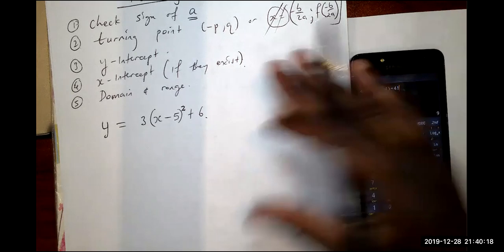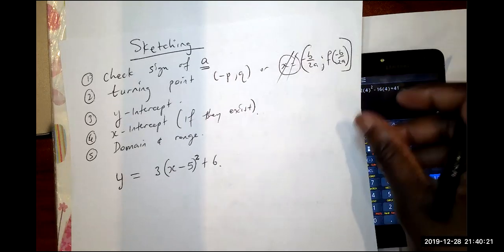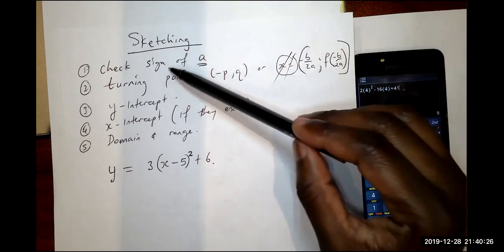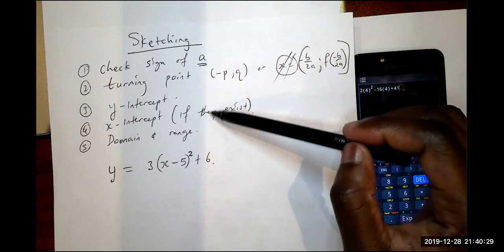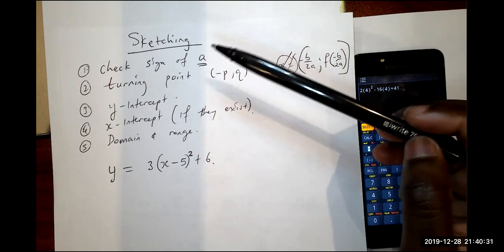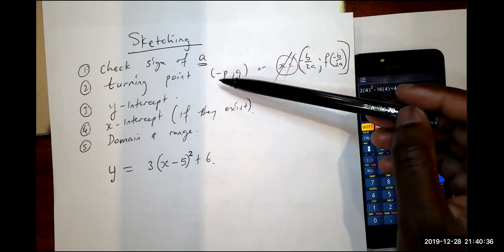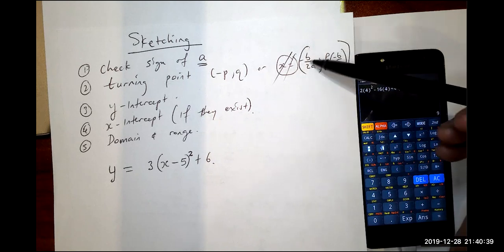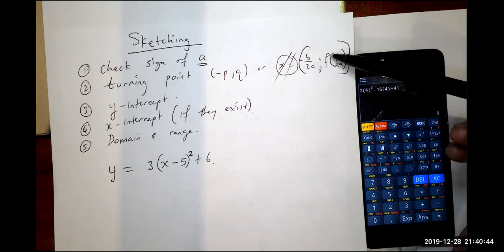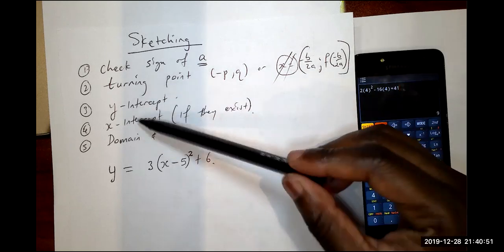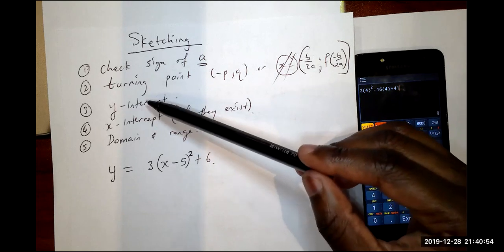Okay, now we are going to look at sketching, and when you are sketching, firstly, check the sign of a. It will determine whether the graph is going to be sad or smiling, like I said before. Then the turning point: how do you find it? You use the method with minus p and q, or you say the x value is minus b over 2a, and the y value is the substitute of that, so f of minus b over 2a. That's what you are saying here.